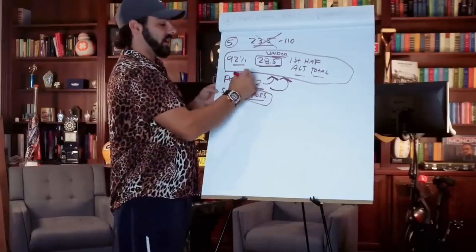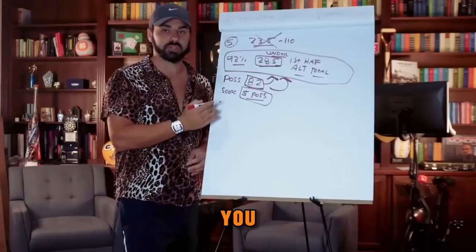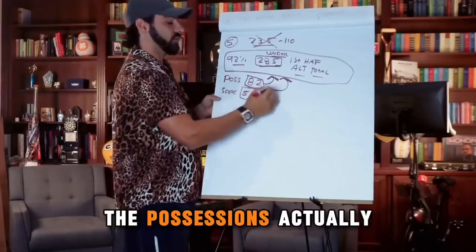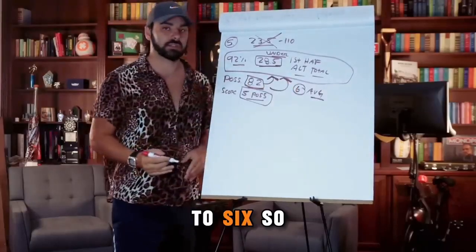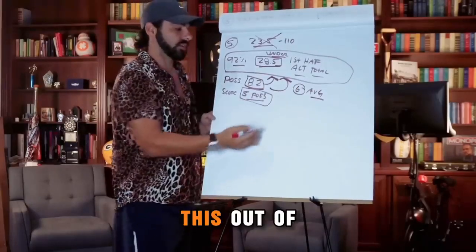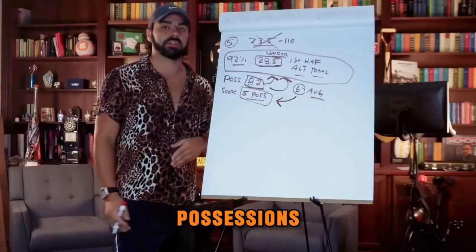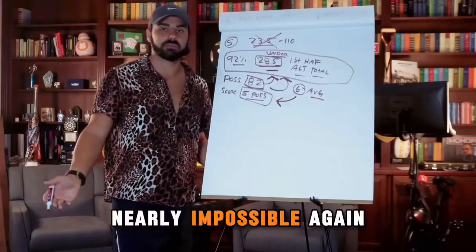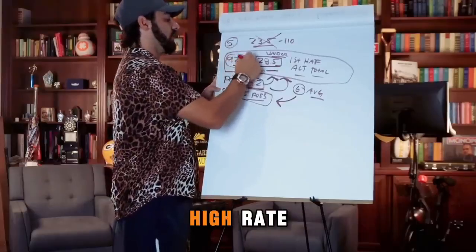So actually the league average goes way down. When you put those stipulations together that I showed you, the top defense and bottom offense, the possessions actually drop to 6 on average. So now, think of this. Out of 6 possessions, they have to score on 5 of those 6 possessions to go over that number. Nearly impossible. And that's why this is hitting at such a high rate.